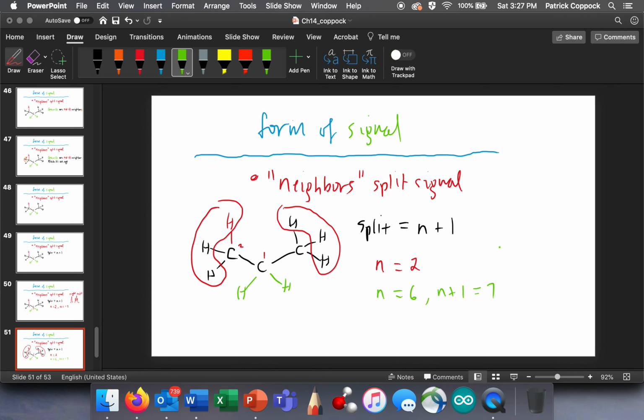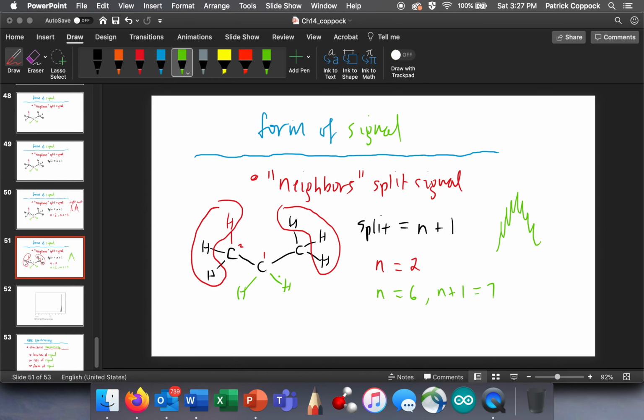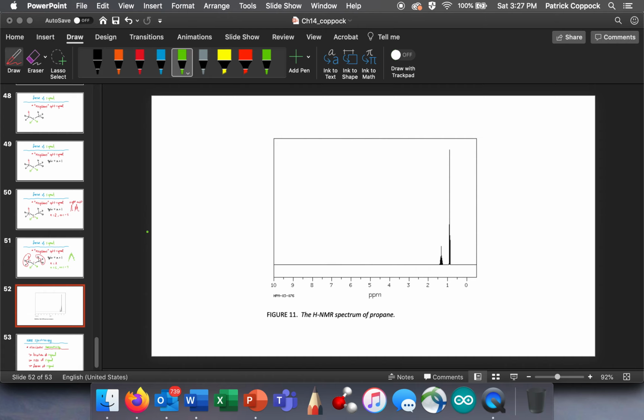So we're expecting 1, 2, 3, 4, 5, 6, 7. Okay, a 7-plet. And obviously the splitting is so much that it's going to be a little difficult to even tell what that is. Okay, let's look at the example. Let's look at the spectrum. This is propane here. Let's look at the spectrum of propane.